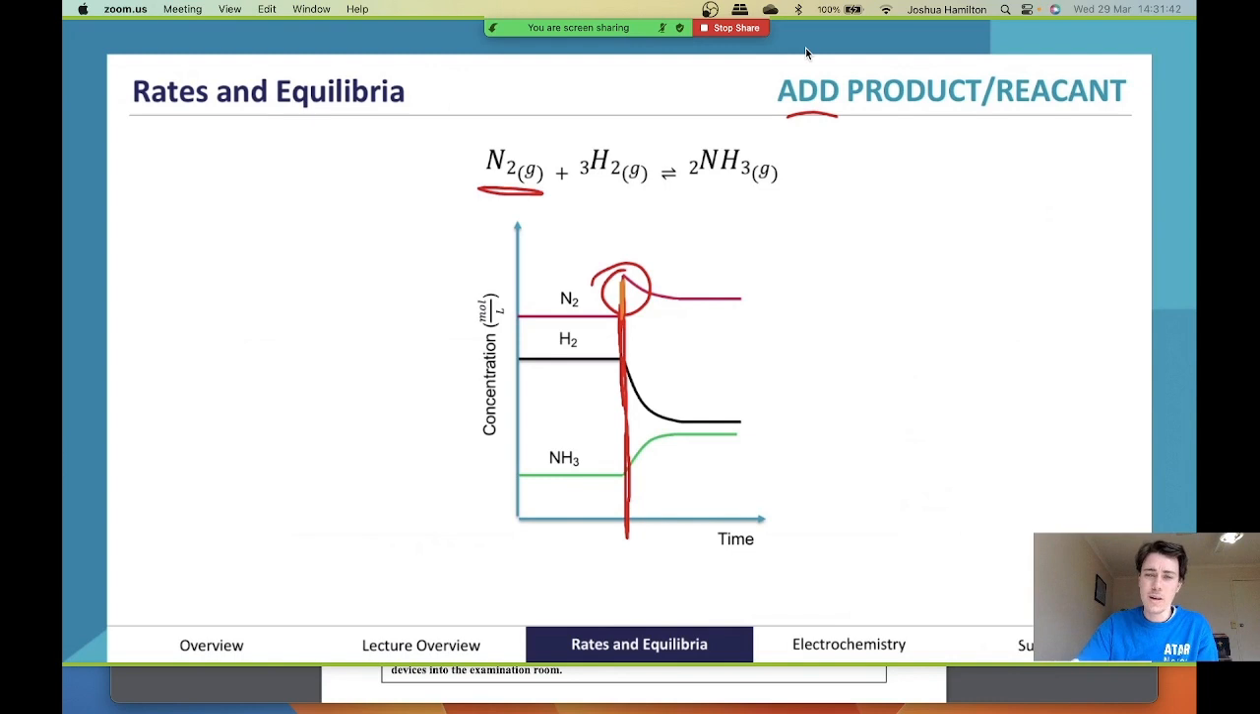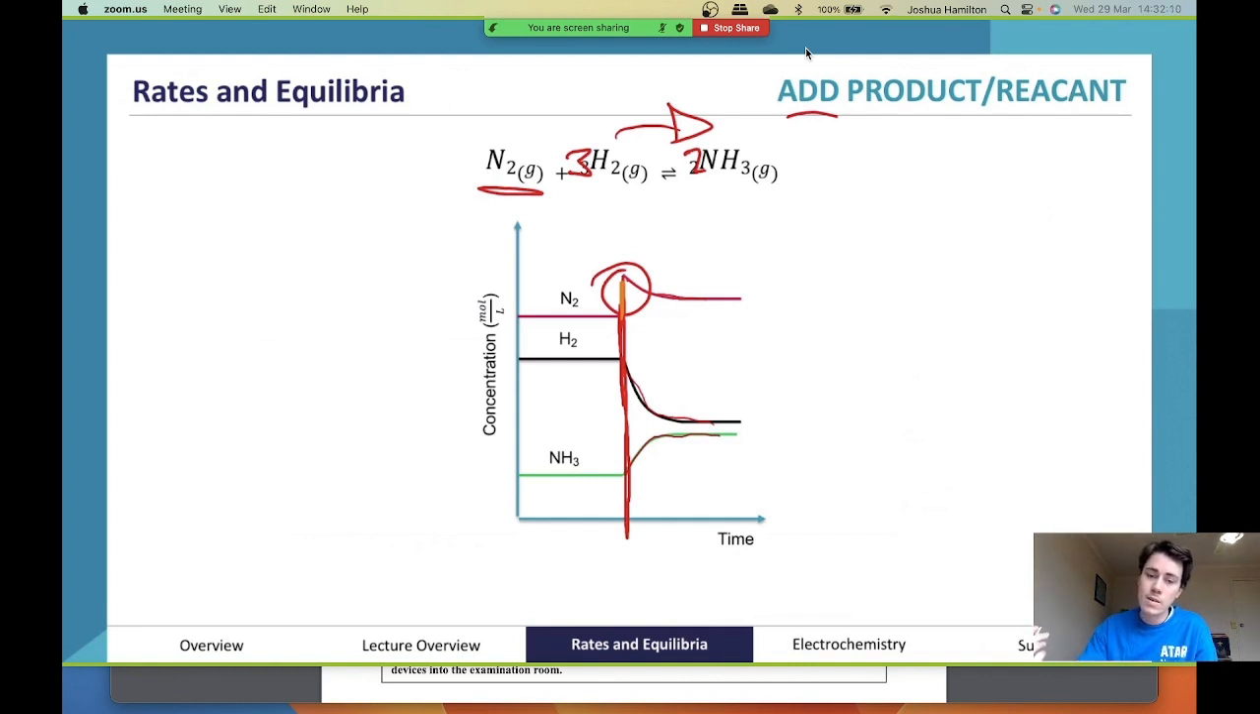Essentially, when that N2 gas was added, we were out of equilibrium. We needed to get back to equilibrium. By doing so, we needed to reduce our N2. We needed to increase our NH3, because by reducing it, we're going to go forward. We're also then going to inadvertently reduce our H2. Now, how do we know how much we're increasing or reducing by?